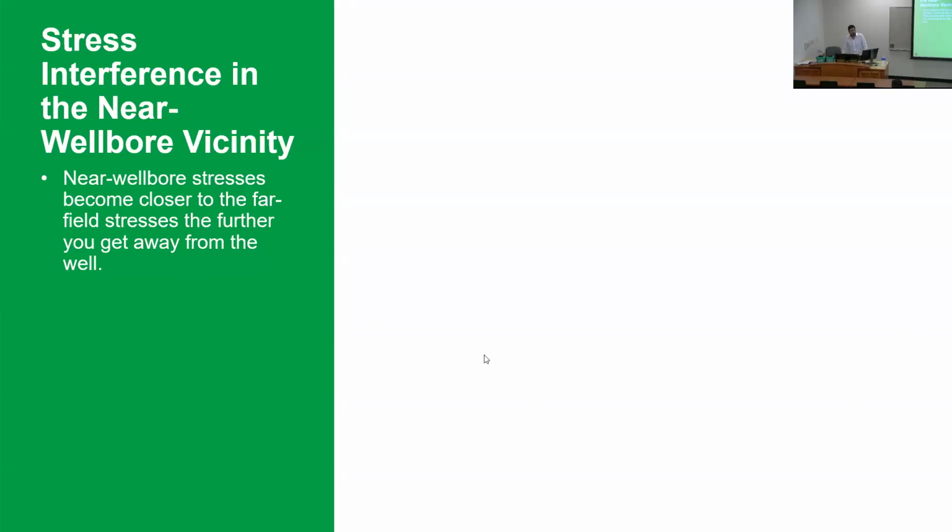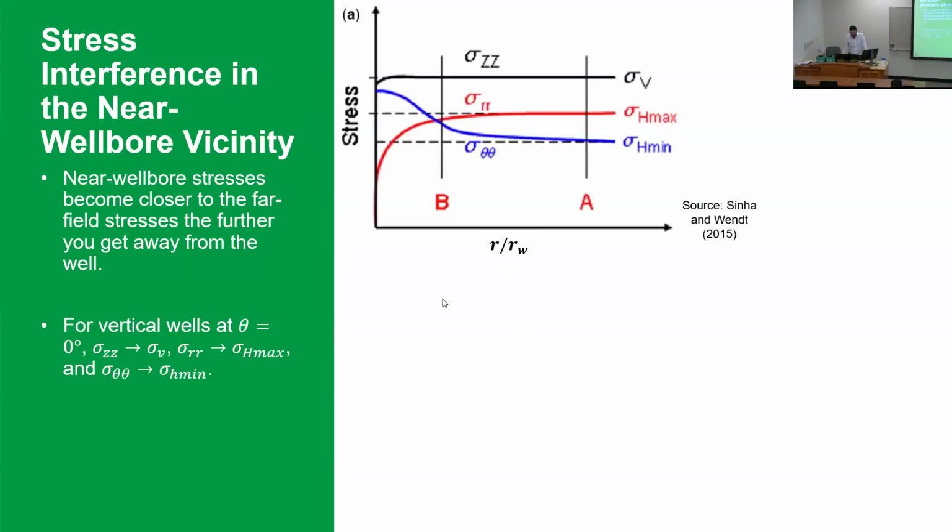So the shape becomes basically a square at that time. So for a vertical well at theta equals 0, as I go away from the well, sigma Z becomes sigma V, sigma R becomes sigma H max, and sigma theta becomes sigma H min. And that is easier to understand.